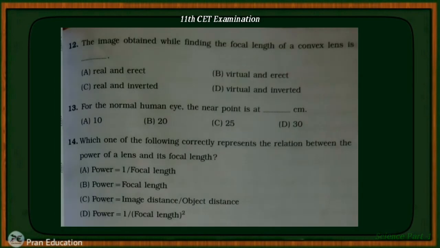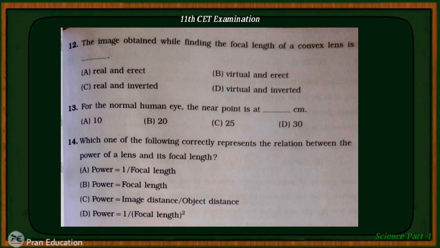12. The image obtained while finding the focal length of a convex lens is dash. Options: A real and erect, B virtual and erect, C real and inverted, and D virtual and inverted. The correct option is option C, real and inverted.